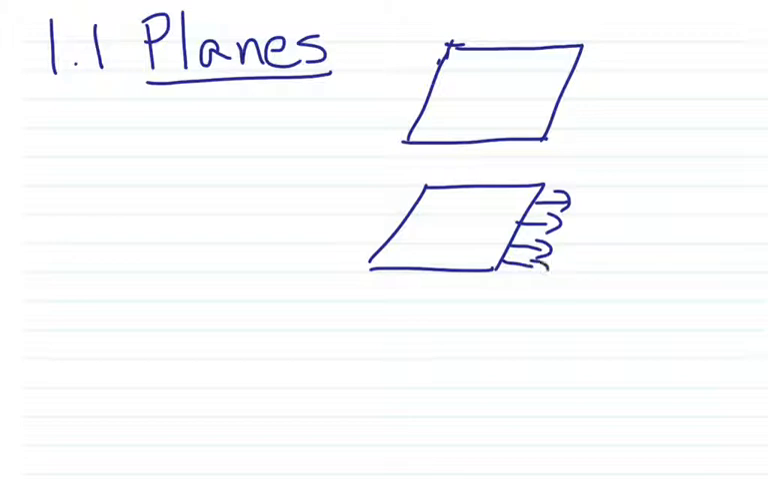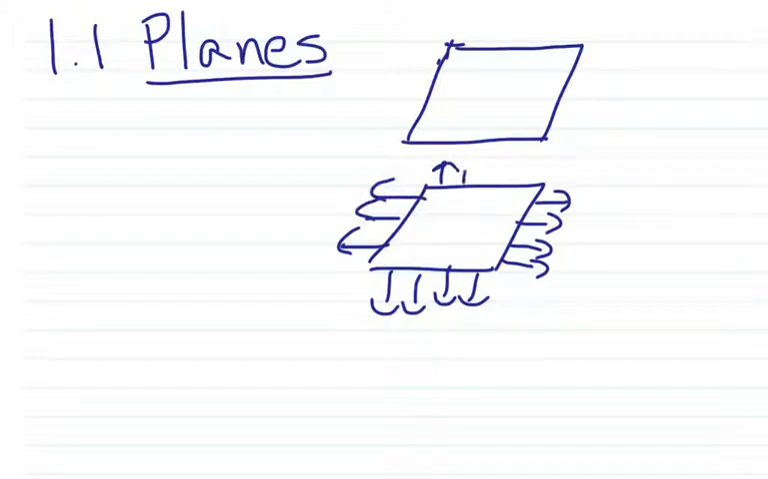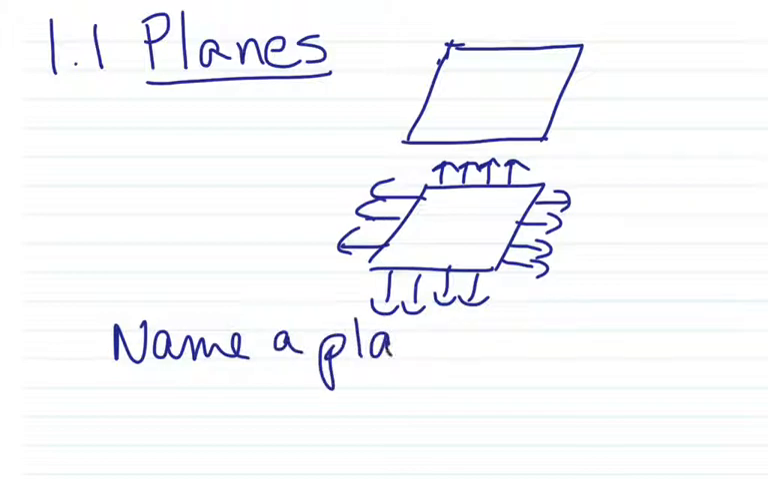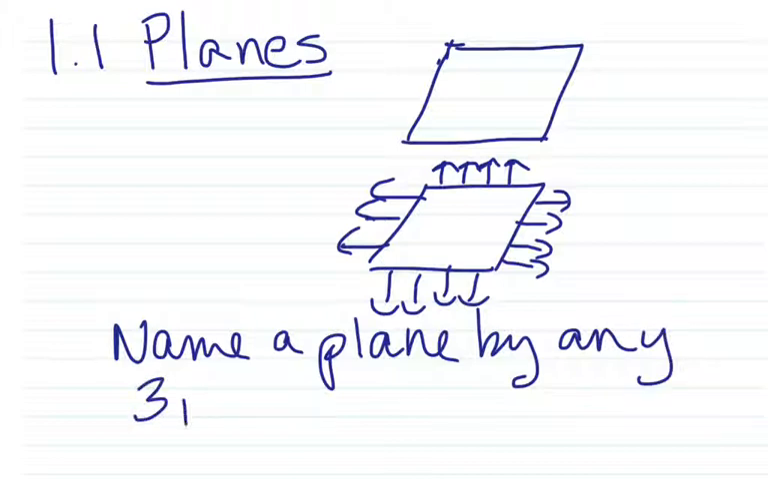1.1, the second part is planes. And so we represent a plane by a parallelogram, but we've got to remember, just like lines, it really goes forever in every direction. If I picture the floor of a room, that's just a snapshot of a plane that continues. The wall, it's a snapshot of a plane that continues. We name a plane by any 3 points that are on the plane.